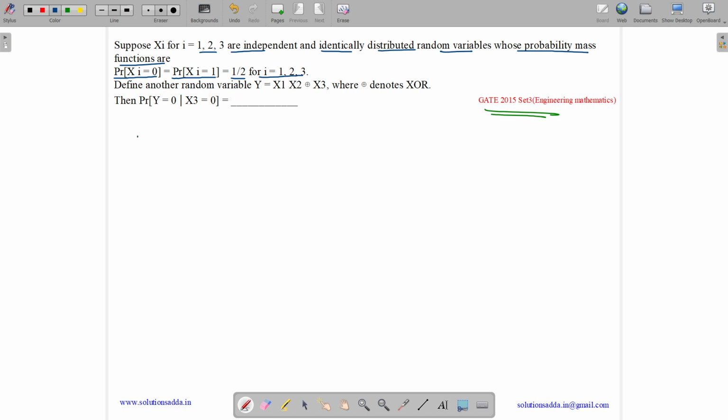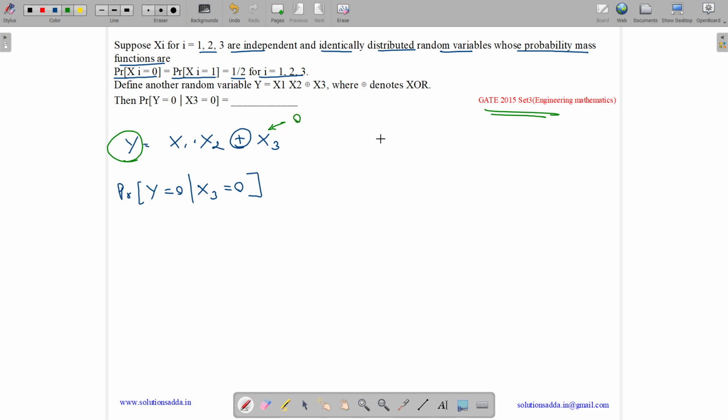Define another random variable. So we have a random variable Y equals X1 times X2 XOR X3, where XOR indicates the XOR operator. So the probability of Y equals 0, given that X3 equals 0. So we need to find what is the probability of this Y function being 0 given that X3 is 0.